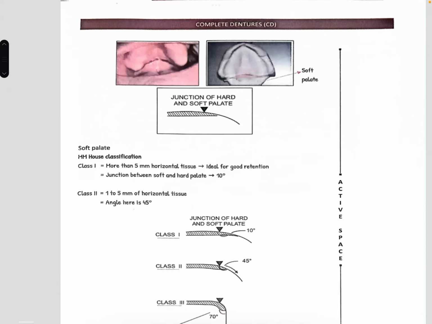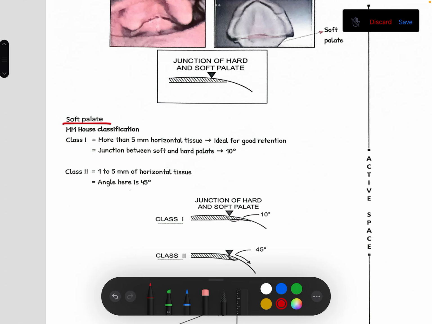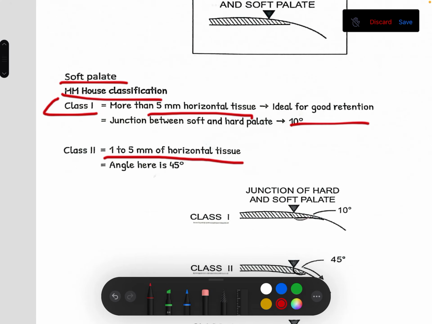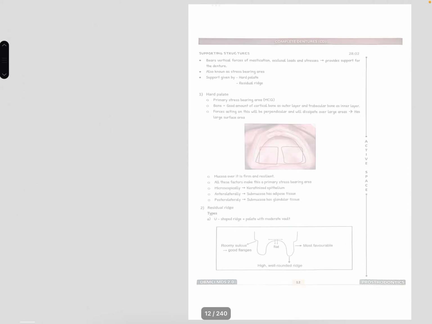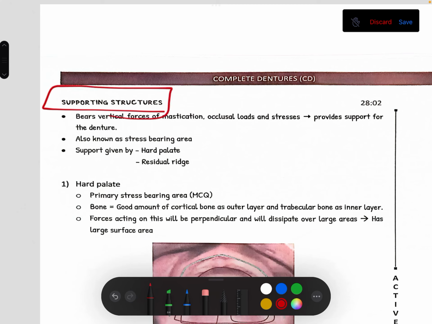Let's move forward now. Now, there is a soft palate. The classification was given by House. Class 1, more than 5 mm horizontal tissue, ideal for the retention. Class 2, 1 to 5 mm of the horizontal tissue, angle 45 degrees here. Okay, even if you don't give much significance here, let's understand the supporting structures now. We are already done with the limiting structures. We are going to go ahead with the supporting structures.